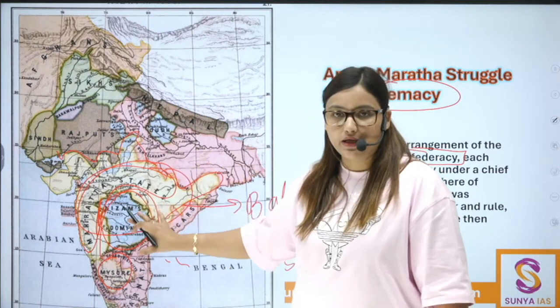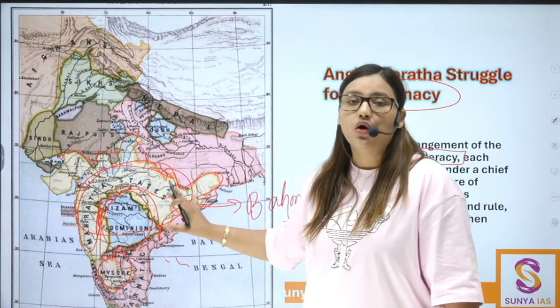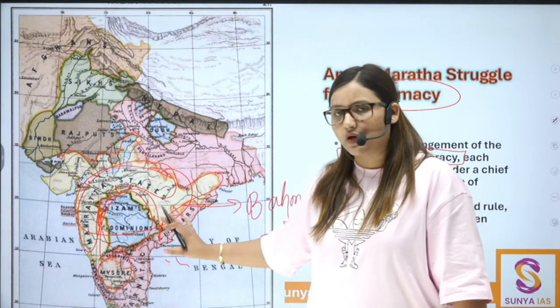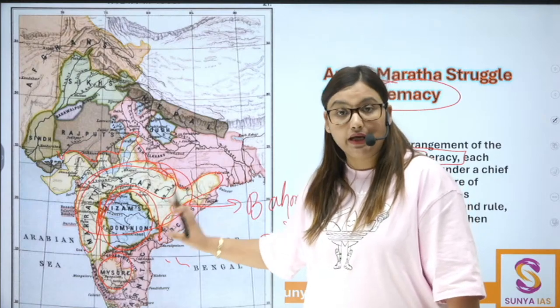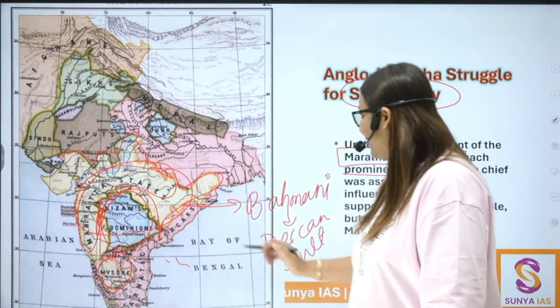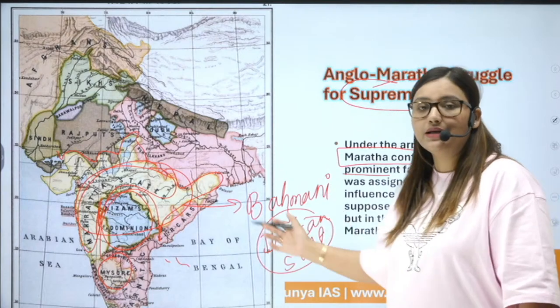Later, Aurangzeb became the governor of Deccan, India. He destroyed the Deccan Empire because he hated Shia Muslims. And when the Deccan state was destroyed, Marathas came out of it.